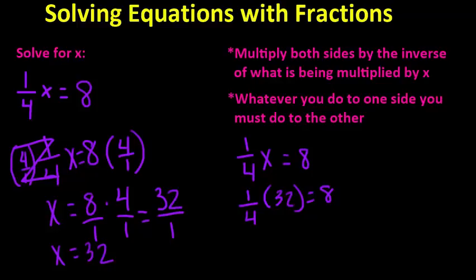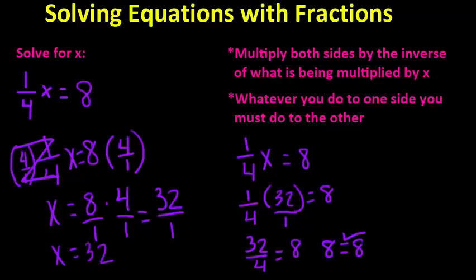So 1/4 times 32, again, we just want to make 32/1. 1 times 32, 32. 4 times 1, 4. So we have 32/4 equals 8. 32 divided by 4 is 8, making this statement true.